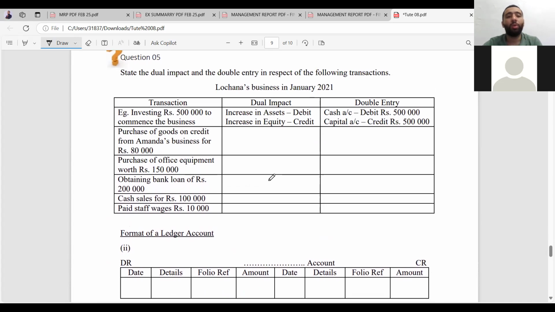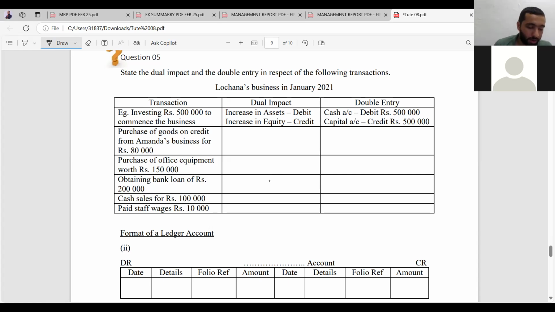State the dual impact on the double entry in respect of the following transaction. Dual impact. Purchase of goods on credit. We have done these things over and over again. Purchase of goods on credit from Amanda's business for 80,000.